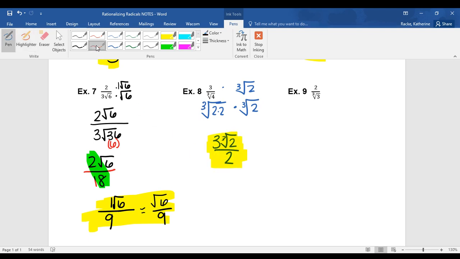So you're finding something in the denominator. You're going to do your factor tree and leave it under the radical, and then see what number I need to make it a perfect cube. All right, same kind of thing for example 9.